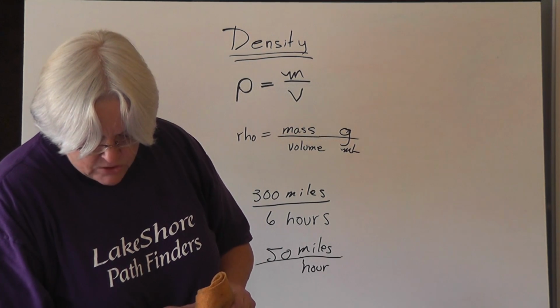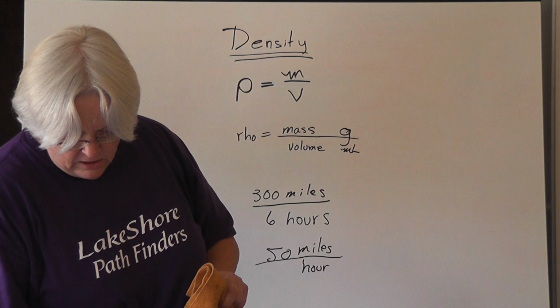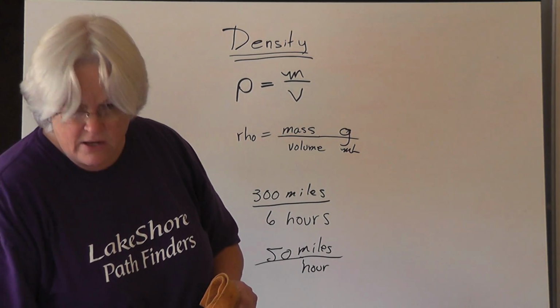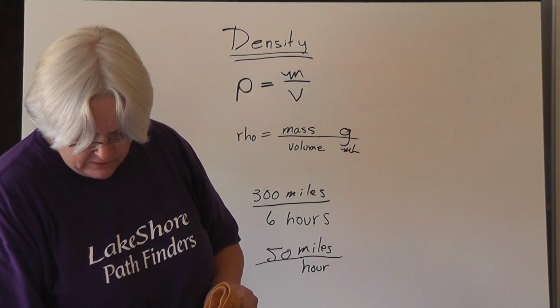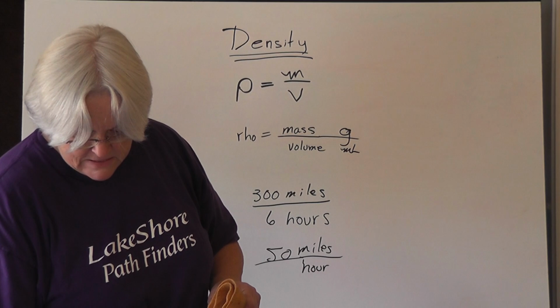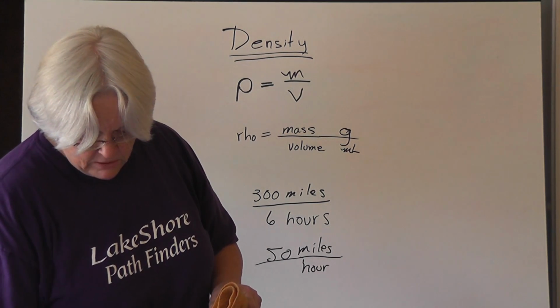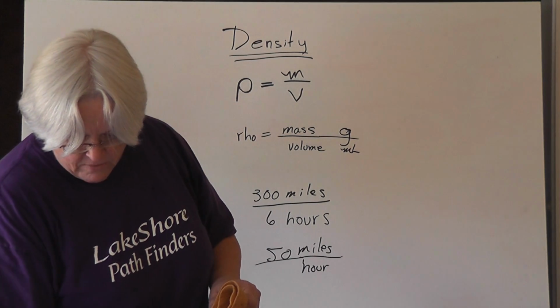A gold miner has just found a nugget of pure gold. He measures its dimensions and then calculates its volume to be 0.125 liters. Knowing that the density of gold is 19.3 grams per milliliter, calculate the mass of the miner's nugget.